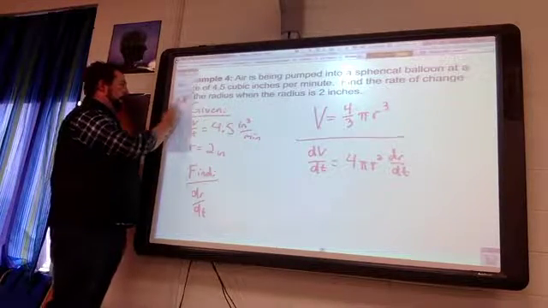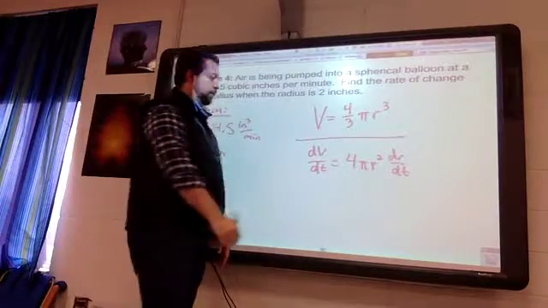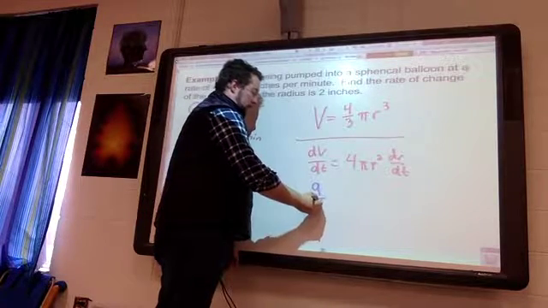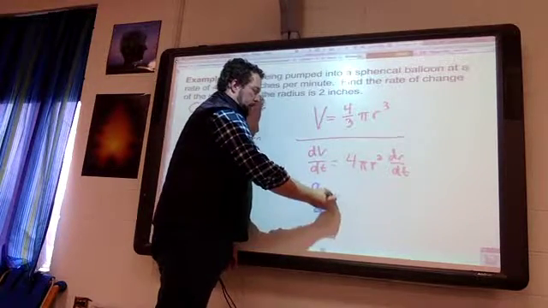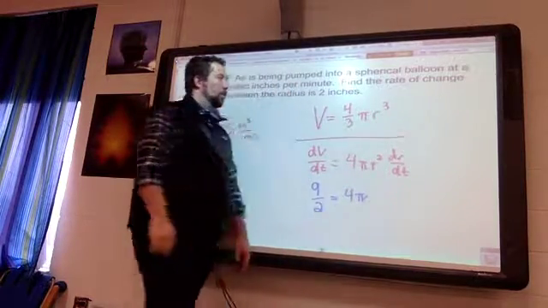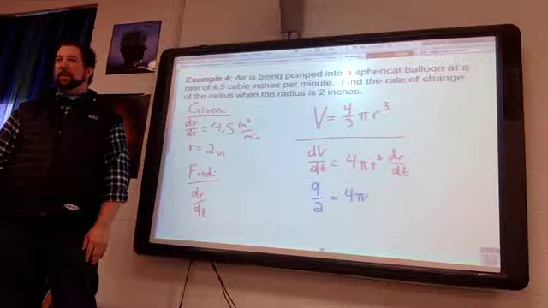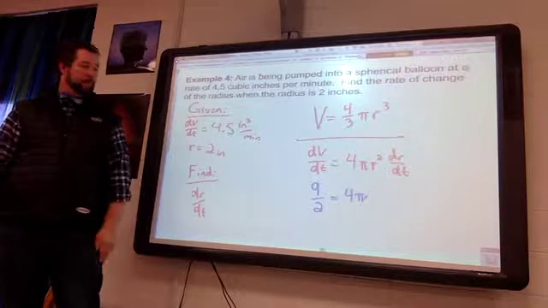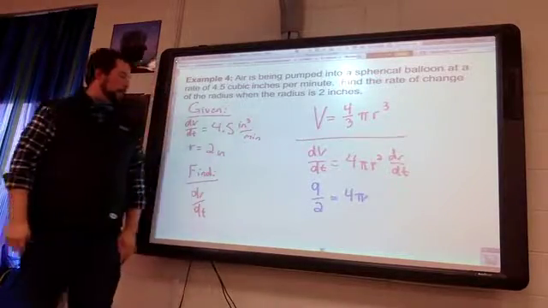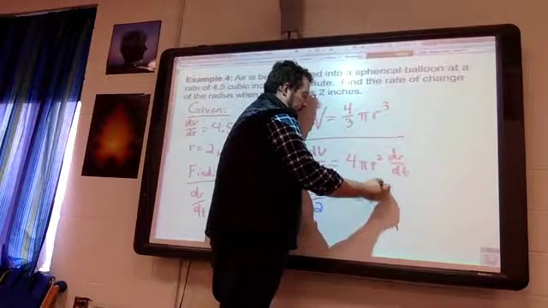Our dV/dt is 4.5 cubic inches per minute. As a fraction, that's 9 over 2. Why did you convert it? Just so we can have an exact answer without fractions and decimals going on. All right, what's our radius? 2, so we have 2 squared, which is 4.